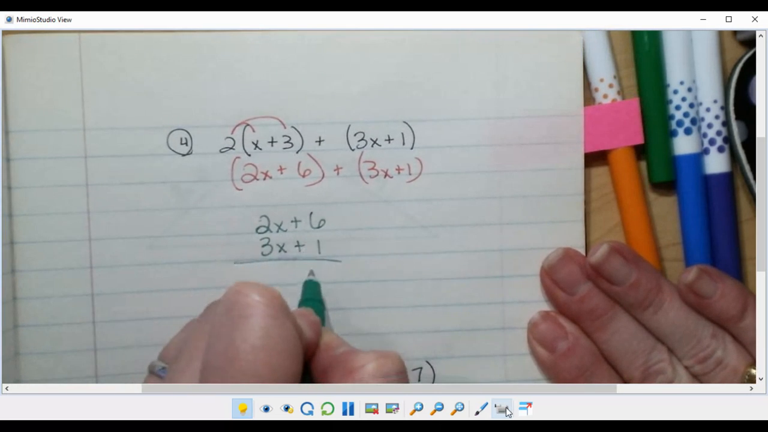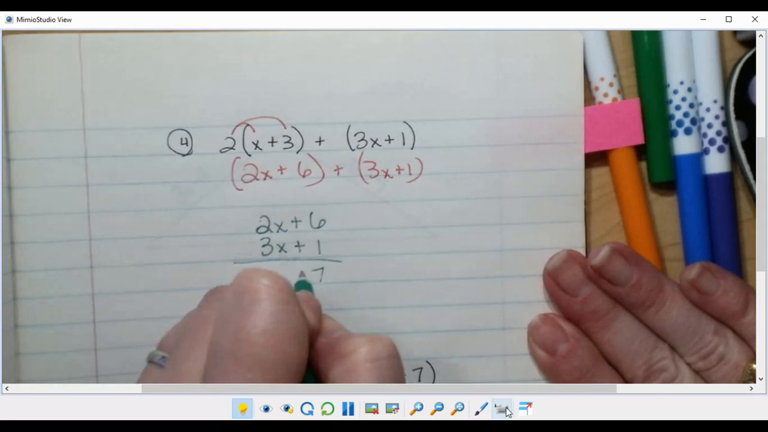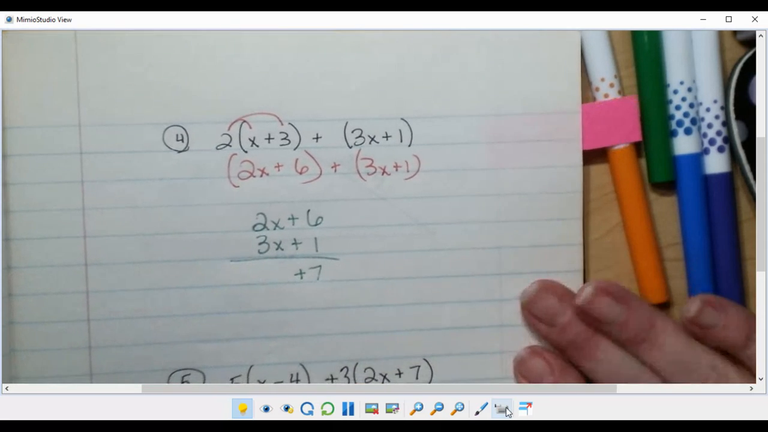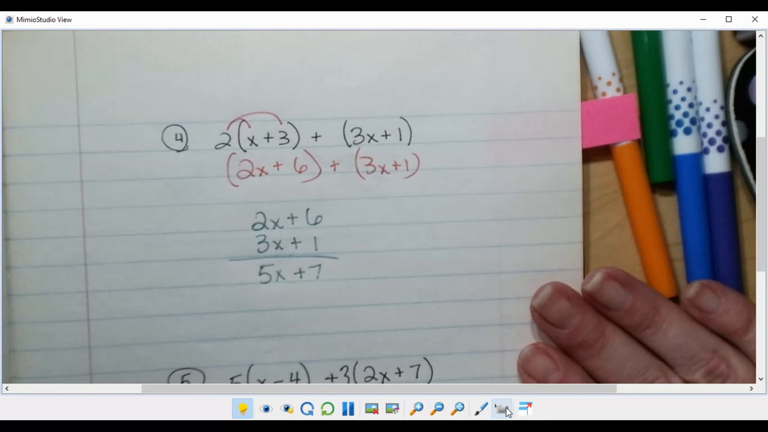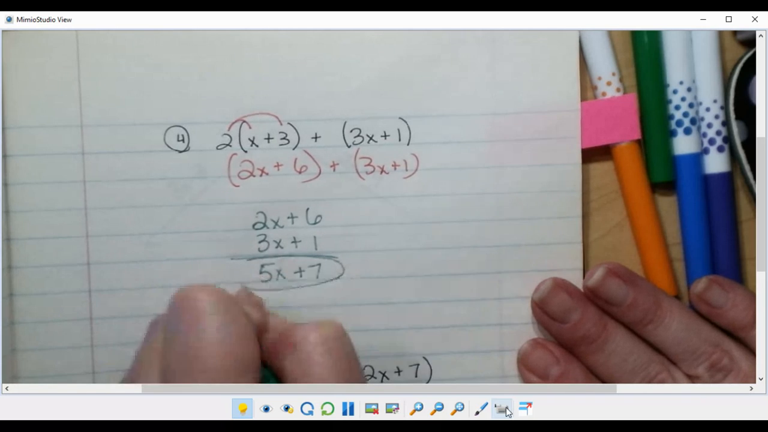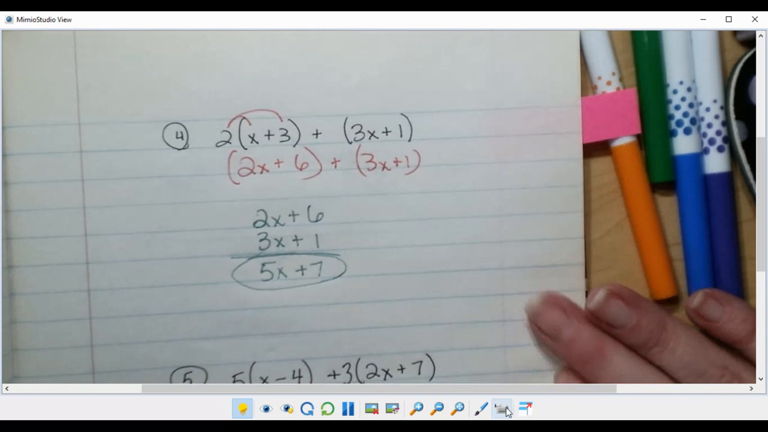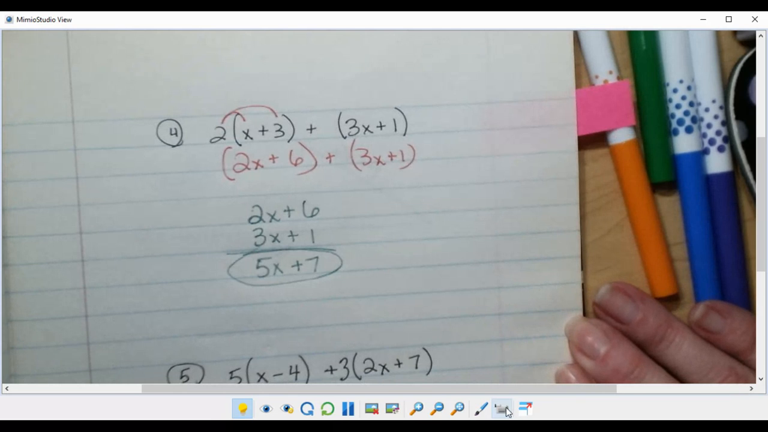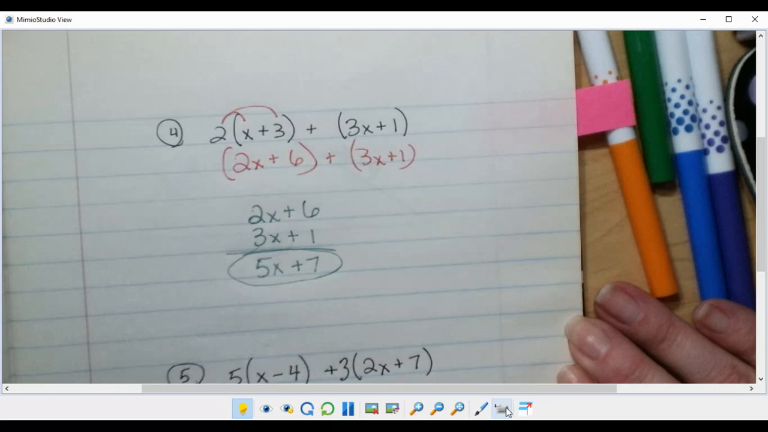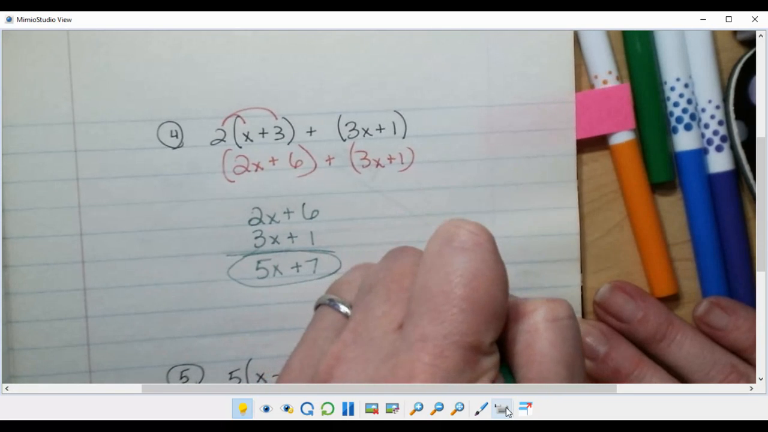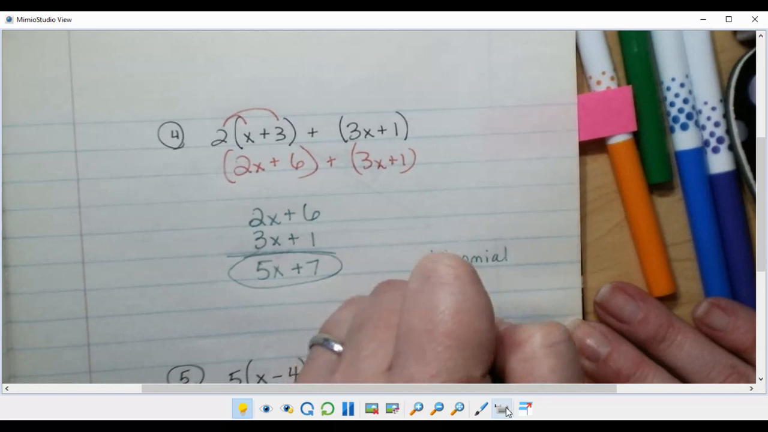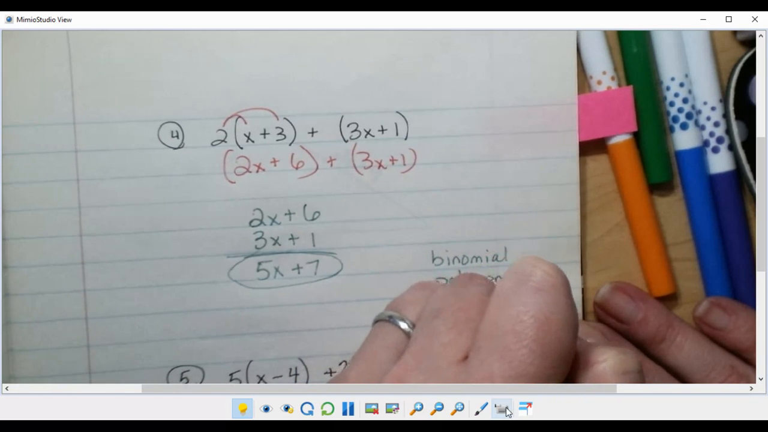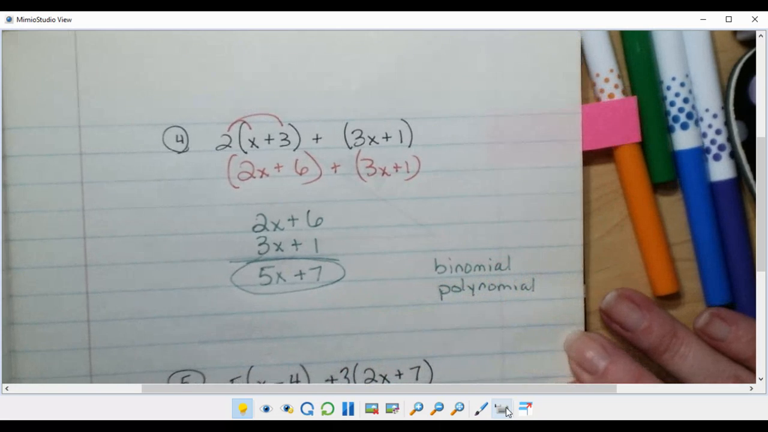I can do the 6 plus 1 is 7. They all happen to be positive, so I'll put that sign as my linker. And then 2x plus 3x is 5x. So my grand final answer is 5x plus 7. Do you remember what word that was? Something nomial. Do you remember the prefix? That is a binomial. It has 2 pieces. You could also call it a polynomial, but the binomial is a little more specific.